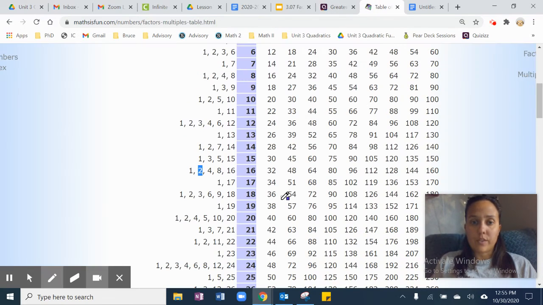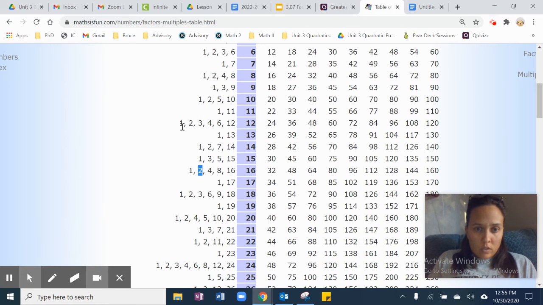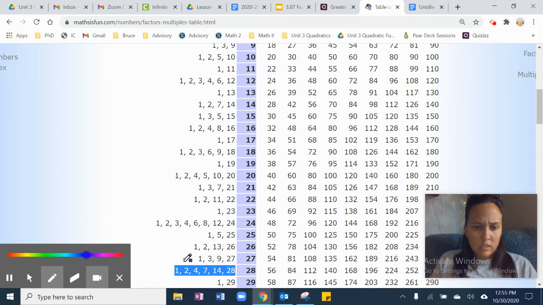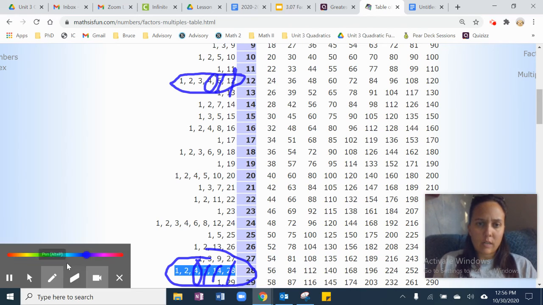But if we wanted to use our factor table, 12 is here. 28 is down here. So, oops. So if we're looking over here and here, 12 is not one of them. 28 is not one of them. 14 is too big. 7 doesn't go in. 4 is the first number they have in common.